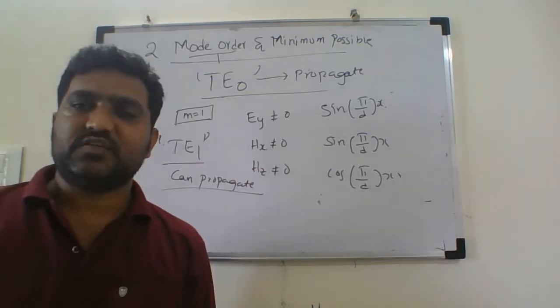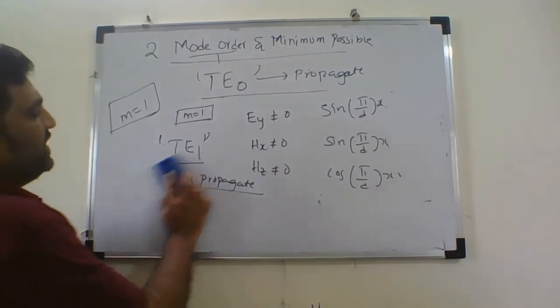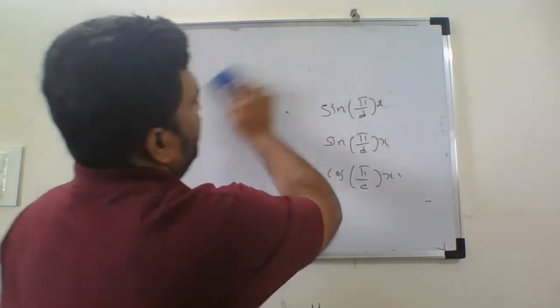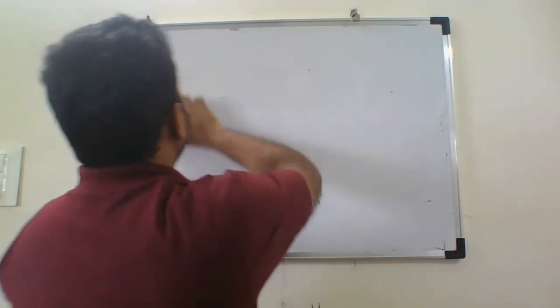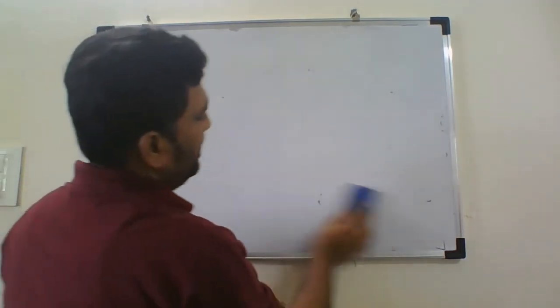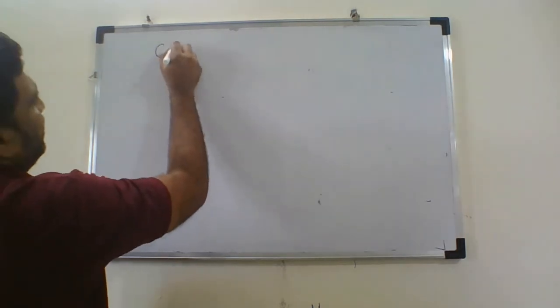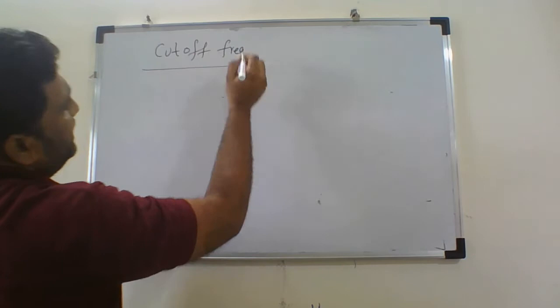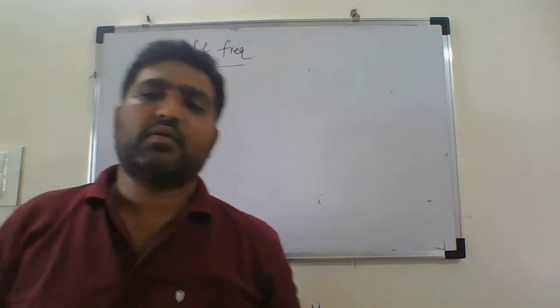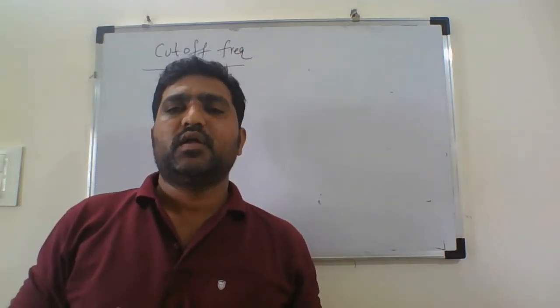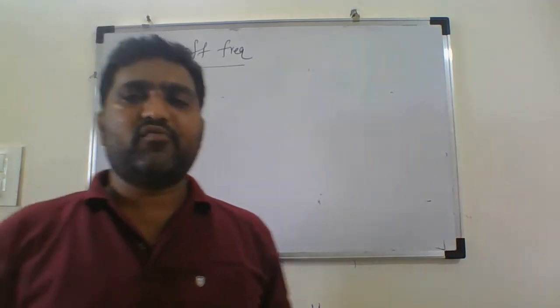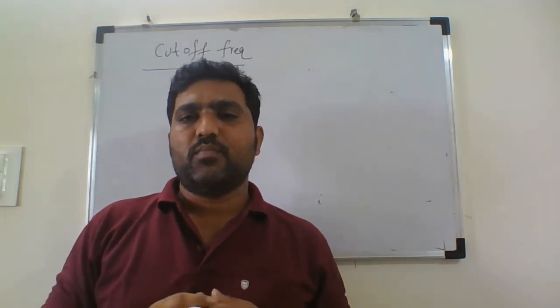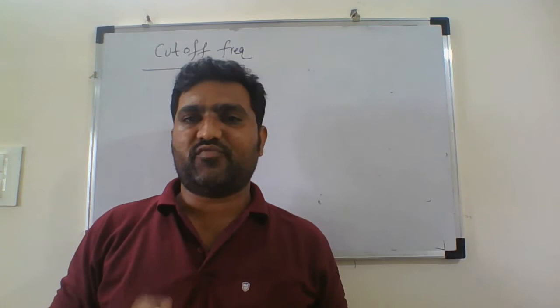Okay, so this is the thing, right? Now let us go to the next characteristic. The most important characteristic is the cutoff frequency for the waveguide. Okay, so the cutoff frequency for the waveguide. One point that I would like to bring to your notice here is that there is one very important difference between the transmission line and the waveguide.